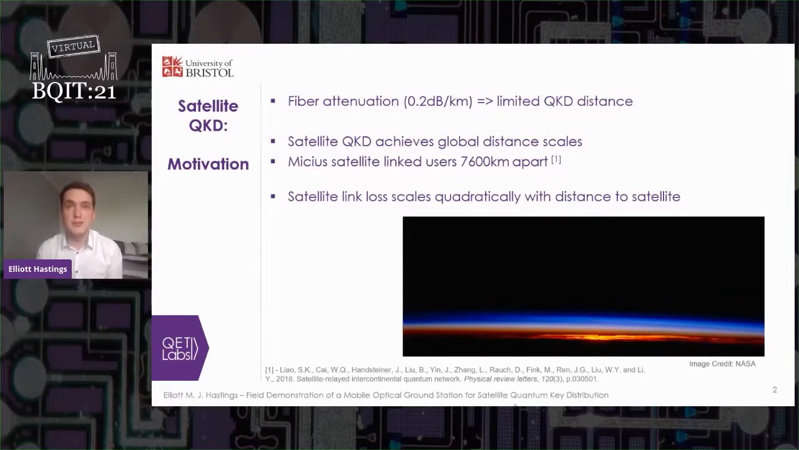For a recent example, the Micius satellite distributed keys between two ground stations 7,600 kilometers apart. This is possible because for satellite QKD, channel loss is independent of the distance between users. Instead, it depends on the link that each user can establish with the satellite. The advantage here is that atmospheric attenuation is negligible outside the lowest 20 kilometers. Signal loss is instead dominated by beam divergence, which increases quadratically with satellite to user distance. This is much more favorable than exponential attenuation in fiber.